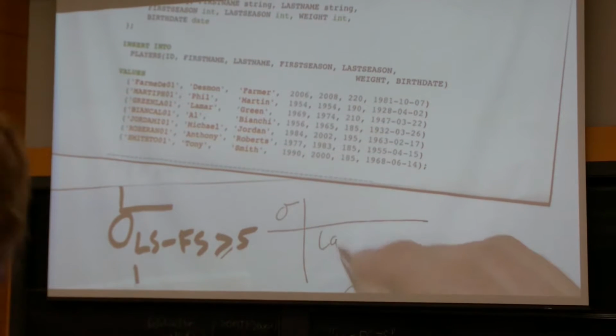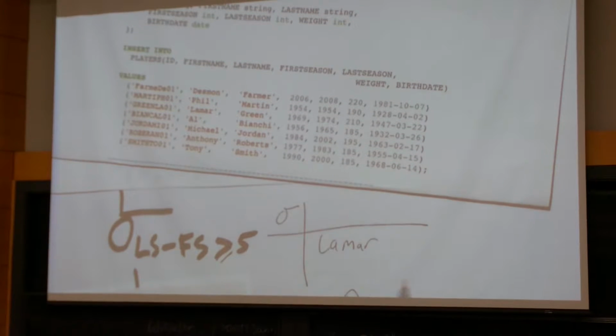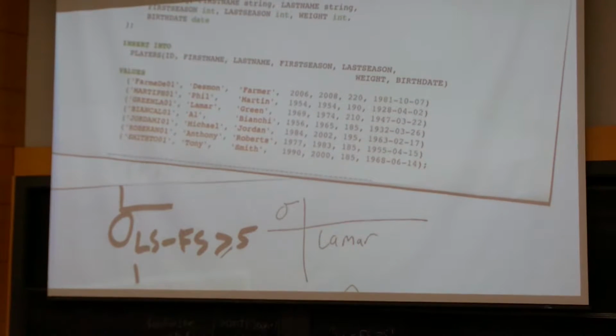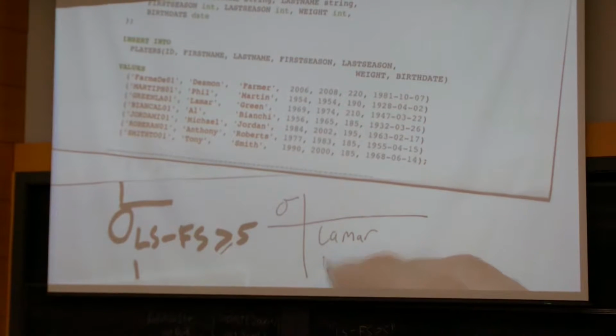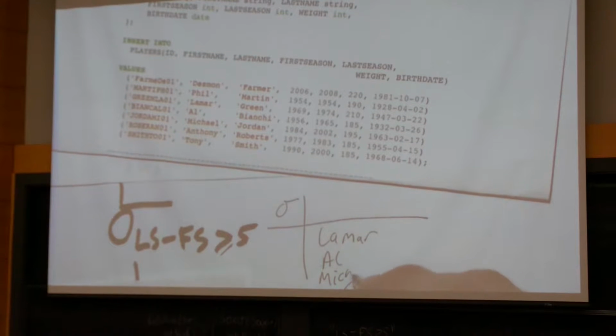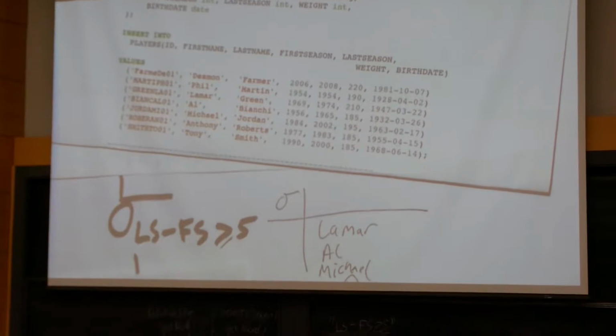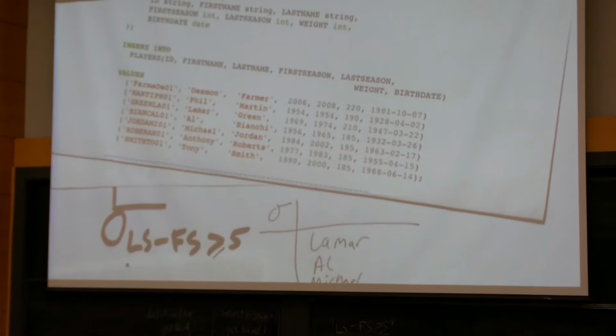So Lamar Green, 1965 minus 1956. True. So true. Al, Michael Jordan. And every single time you call get next, you're going to get another row from the select.